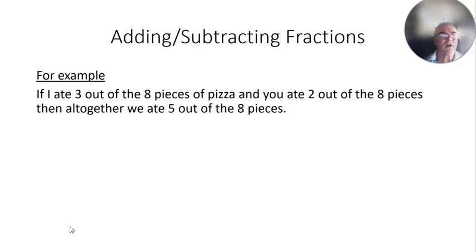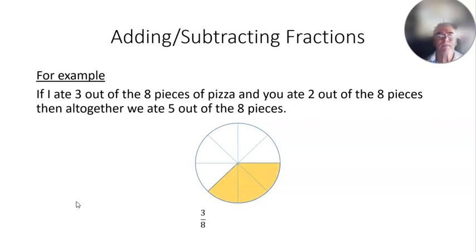So for example, if I ate 3 out of the 8 pieces of pizza and you ate 2 out of the 8 pieces, then altogether we ate 5 out of the 8 pieces. So let's use a diagram to indicate that. So I ate 3 out of the 8. So let's say I ate those 3. And you ate 2 out of the 8. So my 3 and your 2 means altogether we had 5 out of the 8.